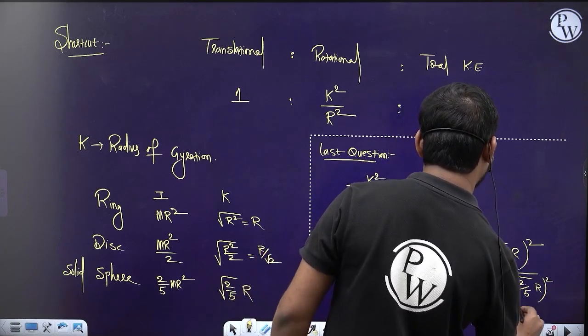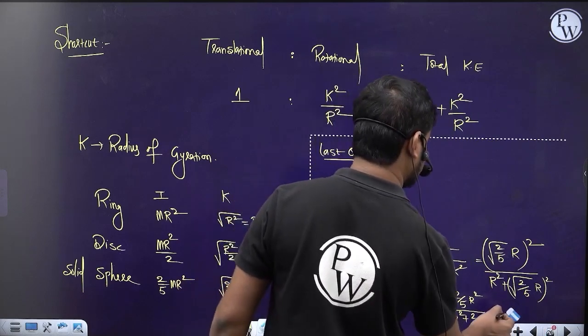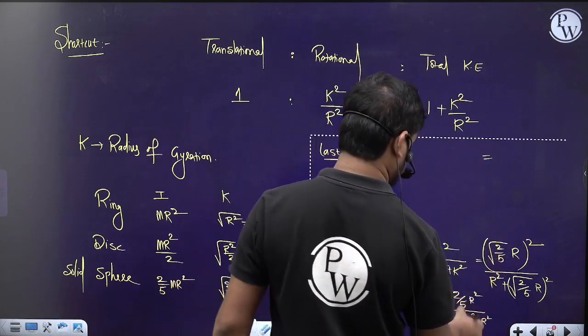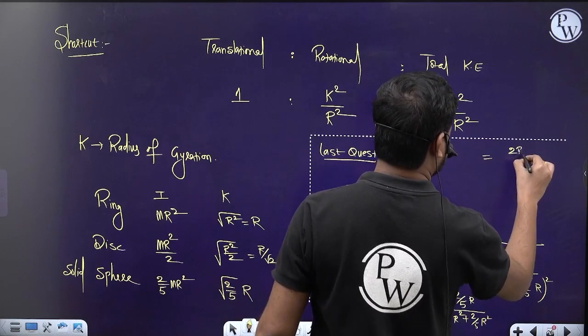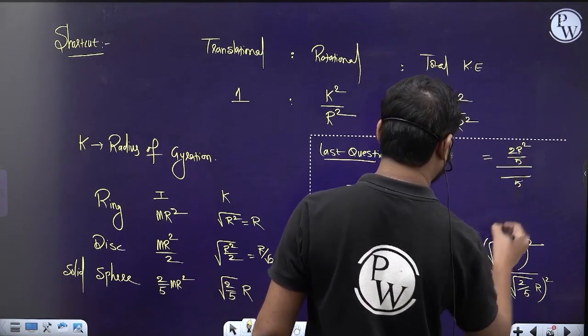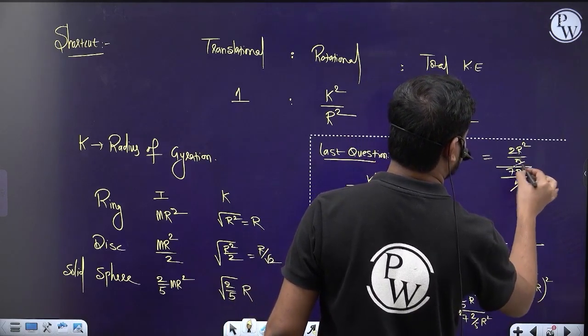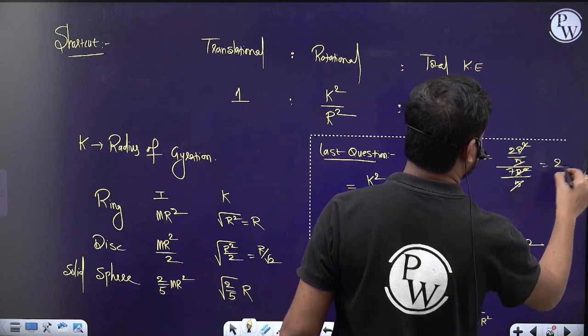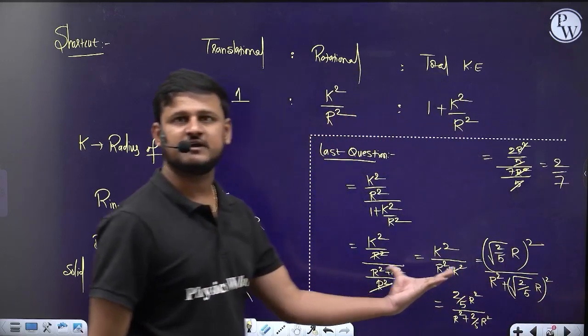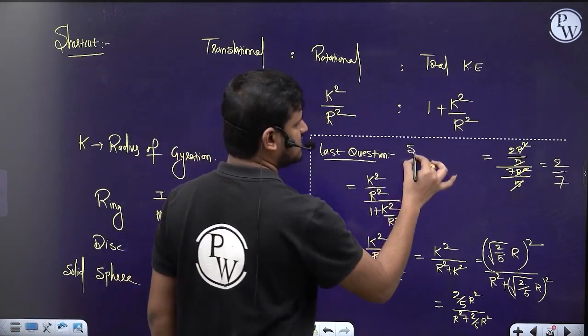So 2 r square by 5 divided by, here 5 is the LCM, so 5r square plus 2r square, which is 7r square, right? Here 5 gets cancelled, r square gets cancelled, and again we get 2 by 7, the same thing. So you can do it by the shortcut also. This is a shortcut method.